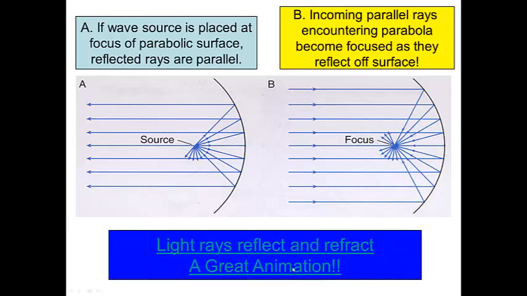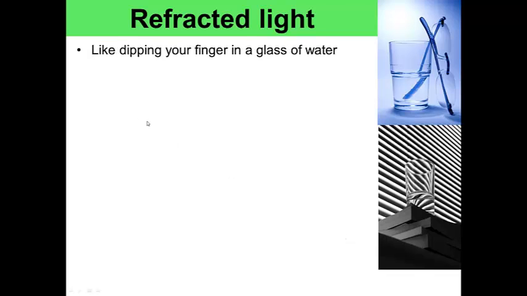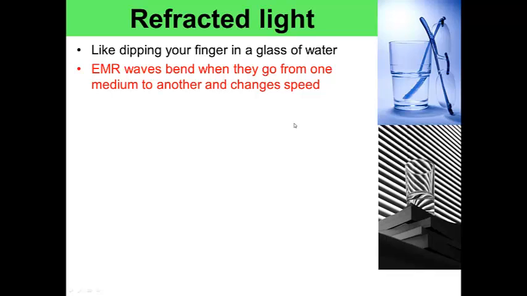Light rays reflect and refract. Refracted light: like dipping your finger in a glass of water, electromagnetic radiation waves bend as they go from one medium to another, and this bending indicates that these waves change speed. This bending is refraction, right? So that's the definition of refraction, bending of light.